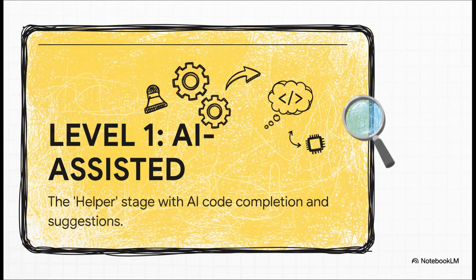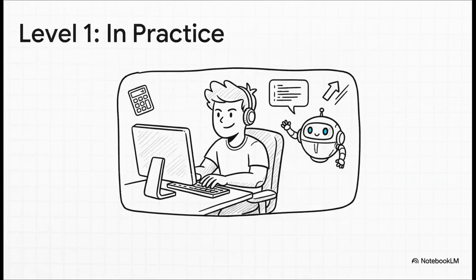First up, level 1, AI assisted. You can just think of this as the helper. Honestly, this is where most developers are dipping their toes in the water today. The AI is basically a super smart assistant living right there inside your editor, ready to help out. At this level, the relationship is super clear. You're probably using tools like GitHub Copilot or asking ChatGPT for snippets. And yeah, it's making you maybe 10 to 30% faster. But, and this is key, you are still in the driver's seat. The AI suggests things, but you make the final decision. A great example is just using Copilot to quickly build out a simple calculator app.